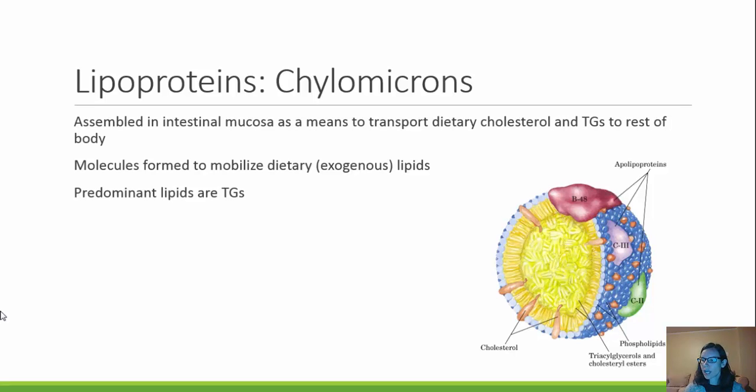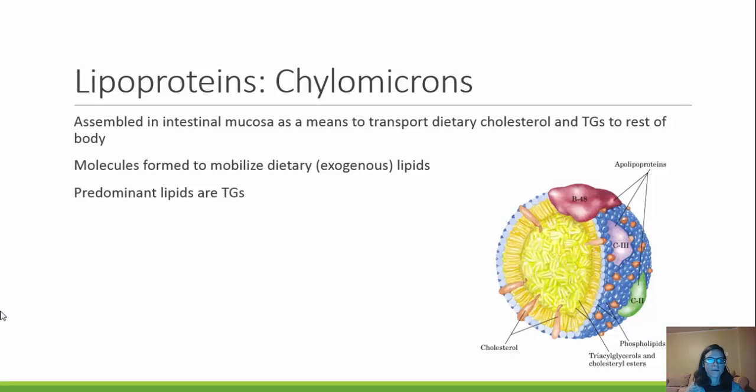Okay, so now we're going to talk about our lipoproteins. So let's start with our first step, which is the chylomicrons. We've talked about how chylomicrons are assembled in the intestinal mucosa as a means to transport cholesterol and triglycerides from the enterocyte to the rest of the body.